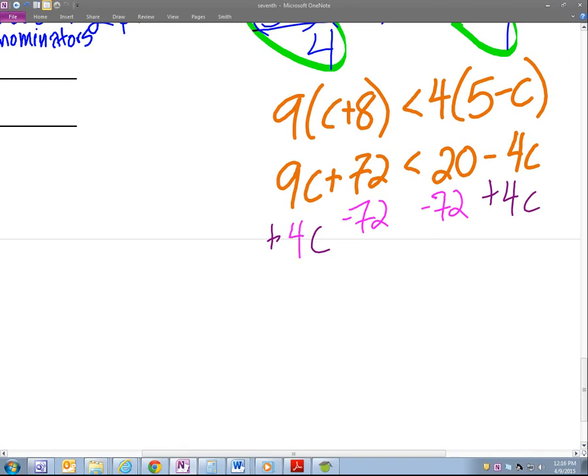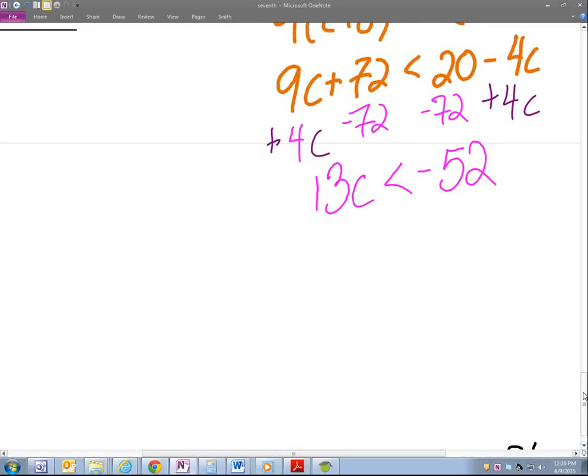So what am I left with on the left side of the inequality? 9 plus 4. I have 13c is less than what do you got? 13c is less than negative 52. Fantastic. We're off to a great start. Now we have to find out what c is. And what's the next step?